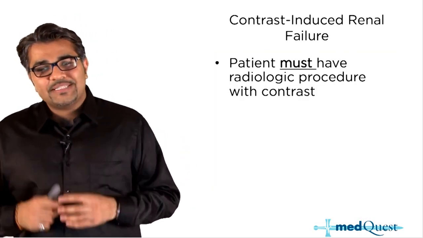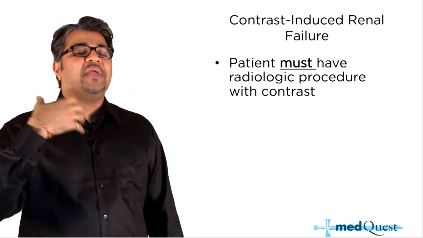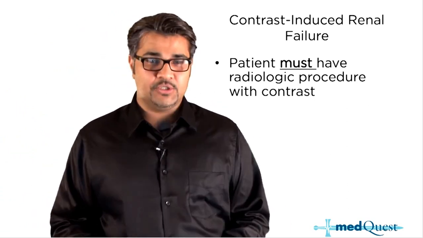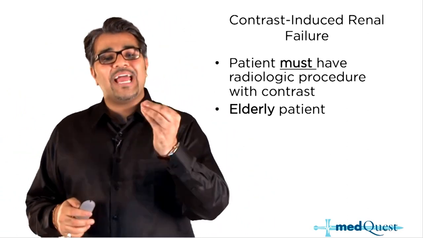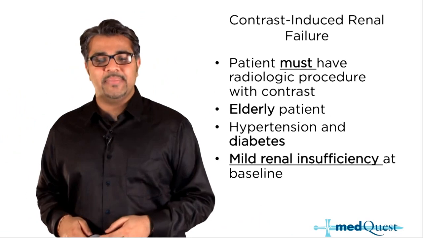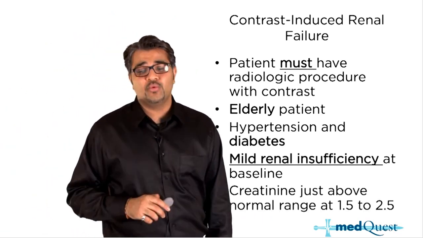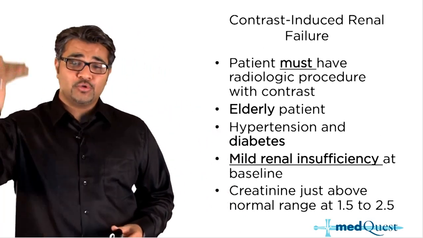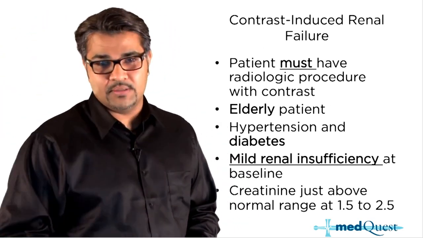Now, contrast-induced renal failure is a very straightforward one because they're going to tell you the patient had a radiologic procedure with contrast before in the history. If they don't tell you that, where did the contrast come from, correct? It's going to be an elderly patient. Another risk factor is they're going to have hypertension and diabetes, so their kidneys have already taken a beating, and they're going to have some mild renal insufficiency at baseline. The typical creatinine that you're going to want to look for is a baseline of about 1.5 to 2.5. These are all risk factors: elderly, hypertension, diabetes, and mild renal insufficiency.